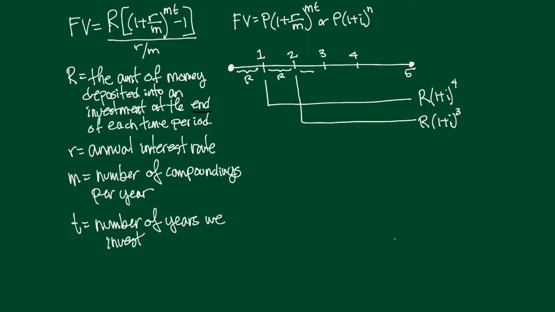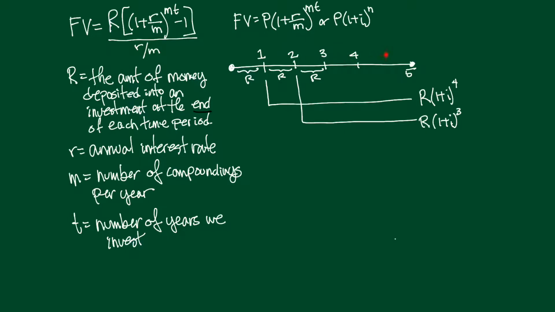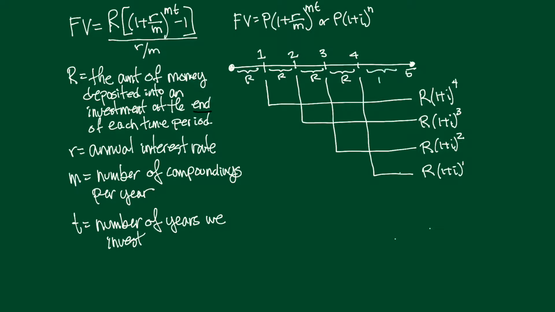Then at the end of the 3rd year, we'll put another R dollars in. That R dollars is going to collect interest for 2 years, so it's going to be R times 1 plus i to the 2nd. At the end of the 4th year, we'll put in another R dollars, but that will get interest for just 1 year. So that's going to be R times 1 plus i to the 1st. And in the very last year, we're going to put in another R dollars.